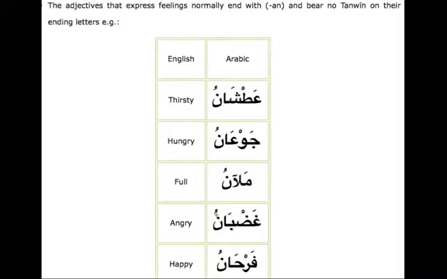So now we know three types of diptotes. We know that the names of females are diptotes. Now we know that the names of foreign origin other than Arabic names are diptotes. And now we know that the adjectives which express feelings, they are all diptotes.